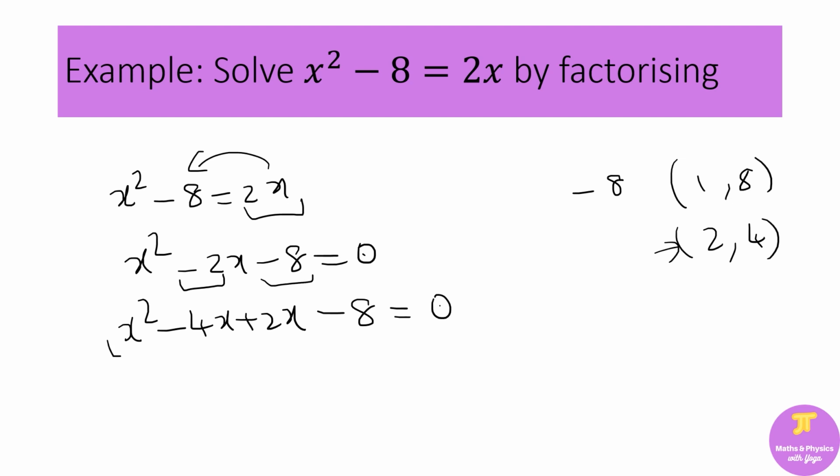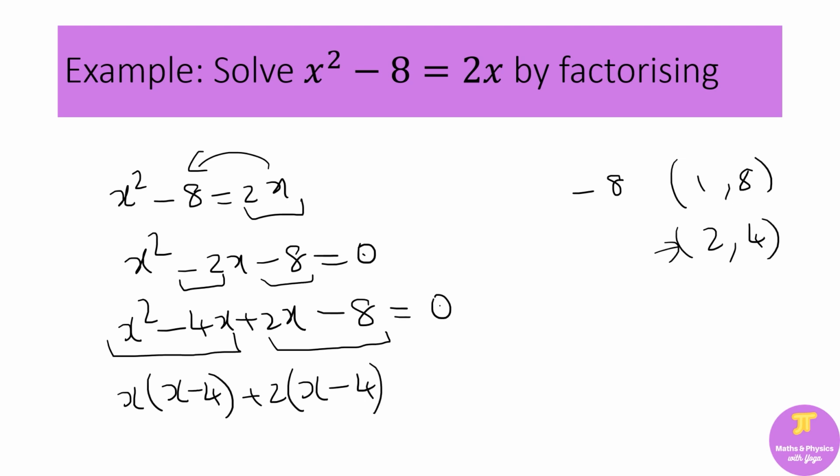And again, let's split them into two terms. What is common in the first one? x is common, so if we take x out, we get x minus 4. In the second one, the common factor is plus 2, so you will get x minus 4 again. Now you see the same factor appearing in both places. So I'm going to take x minus 4 outside. What is left is x plus 2.